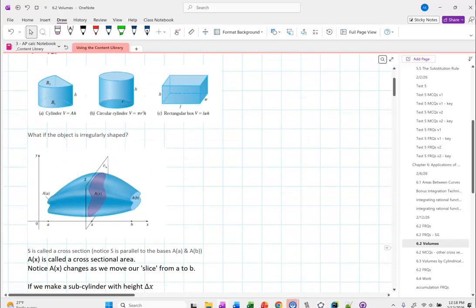But what if we have some crazy irregularly shaped object? Now, this is kind of like a cylinder in that I have two bases that are parallel to each other. Those bases may not be the same size, and certainly the cross sections, as I'm cutting in between the parallel bases, are not the same area. What am I going to do here?